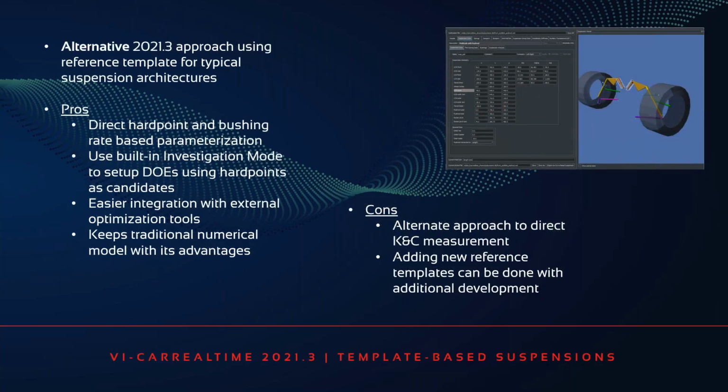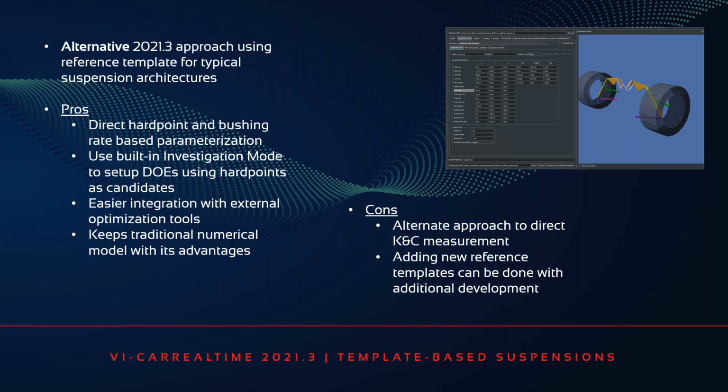So as part of 2021.3, there's a new approach that's based off of the Suspension Gen external tool, brought in as templates directly inside Car Real Time. The advantages of this are it is direct hardpoint and bushing rate based parameters, right native inside Car Real Time. It uses and exposes the built-in investigation mode to allow you to set up DOEs and use hardpoints and bushing rates as candidates for that study in a way that couldn't be done internally before.